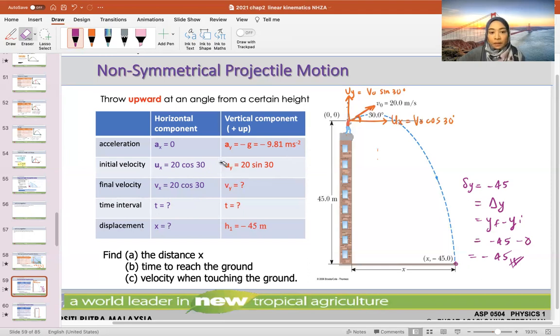Okay, so now it's asking to find the distance x and the time to reach the ground. So it's asking about the total duration, and the distance x is sx, or the range R. And then it's asking about the velocity when touching the ground. So it's asking for the vector velocity in general. It's not asking about the vx or the vy, it's asking about the v. So v with theta is what they are asking.